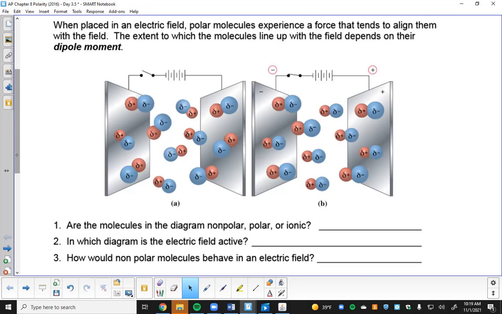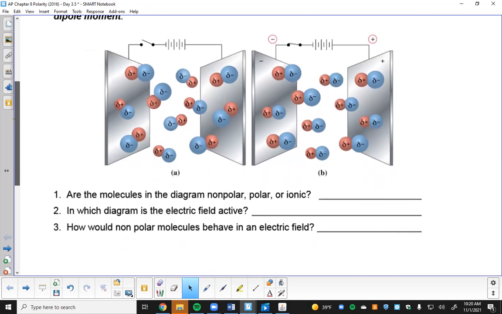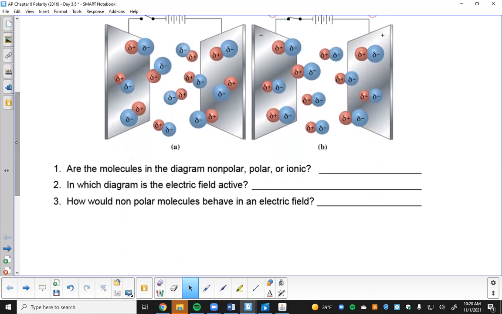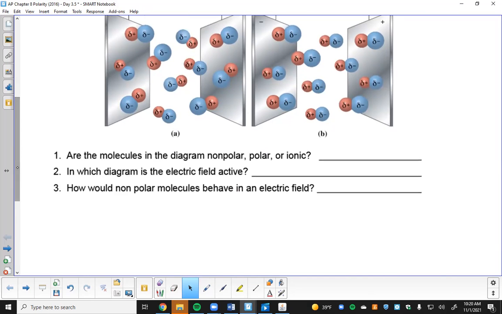Here the circuit is open and we do not have an electric field, and the molecules seem to be randomly aligned. On the right, the circuit has been closed, the field has been established, and we see they all snap to attention with a positive dipole attracted to the negative field and the negative dipole attracted to the positive field. So obviously, based on this drawing, molecules in this diagram are polar. We can tell that just by looking at the dipoles. The electric field is active in the diagram on the right.